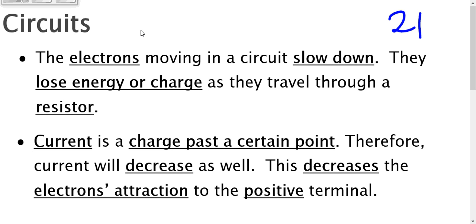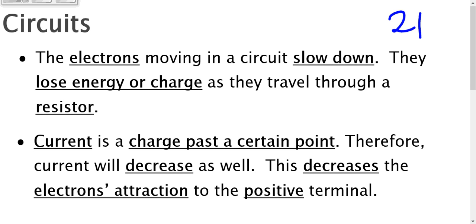So we're going to talk a little bit about circuits. You'll need to remember those schematic diagrams or circuit symbols that we did on the very first lesson on Tuesday. The electrons moving in a circuit slow down. They lose energy as they travel through a resistor.